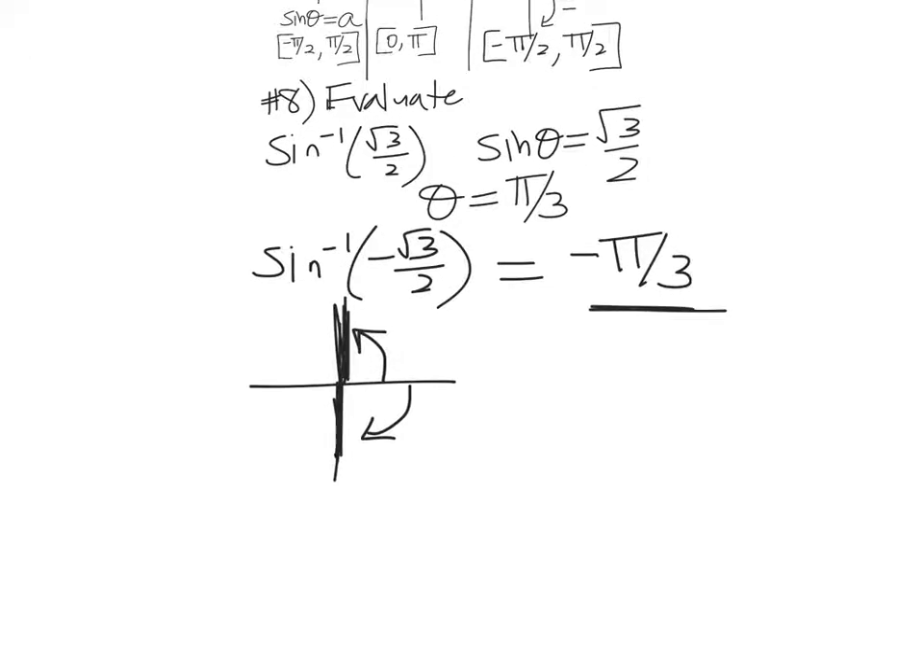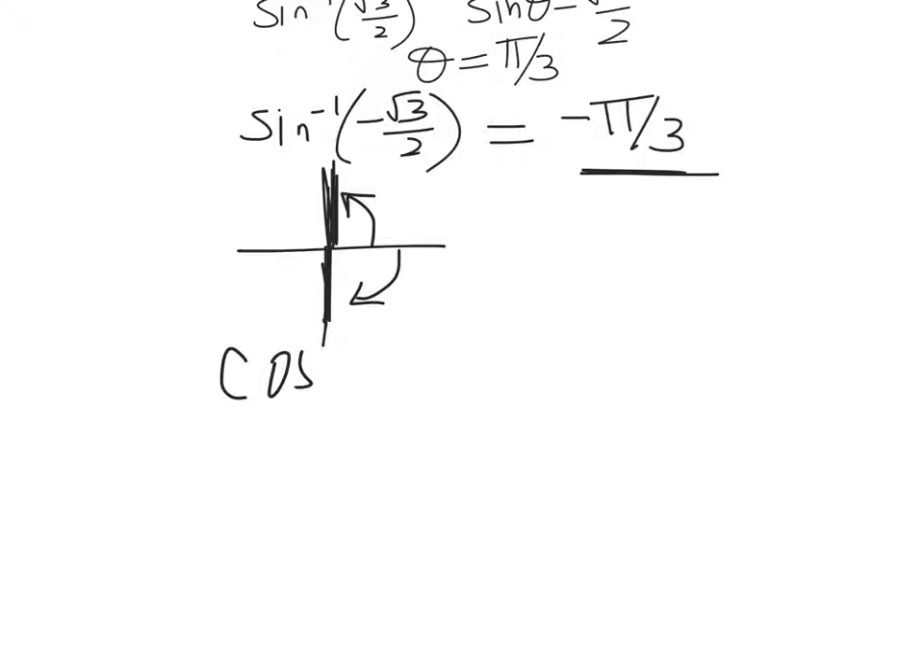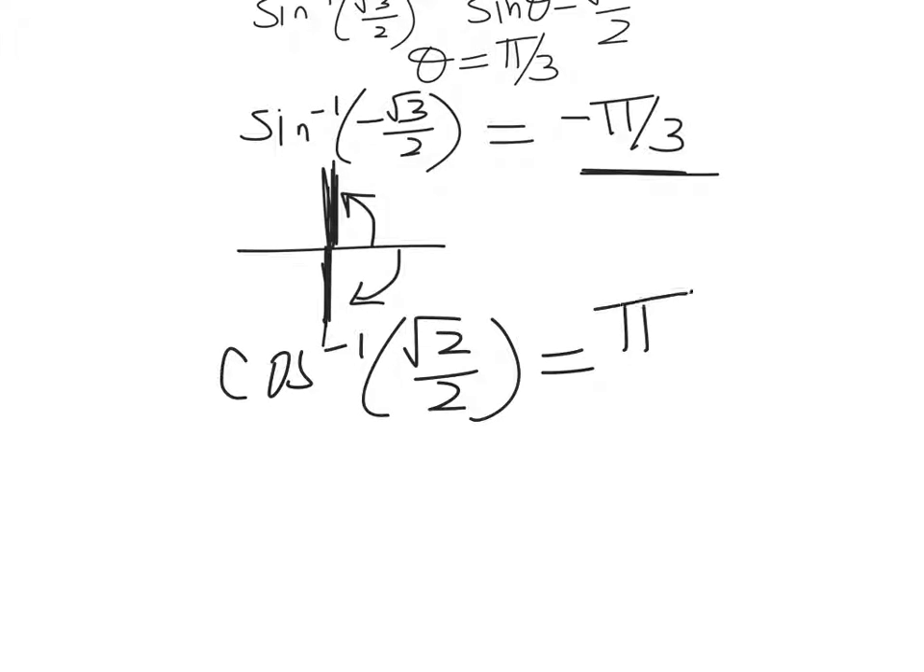All right, let's try a cosine inverse now. Cosine inverse of rad 2 over 2. Cosine inverse of rad 2 over 2. So cosine of what angle gives me rad 2 over 2? You should know that one pretty quickly. Pi over 4. That's the one where you don't really have to think, is it pi over 3 or pi over 6? It's just pi over 4.